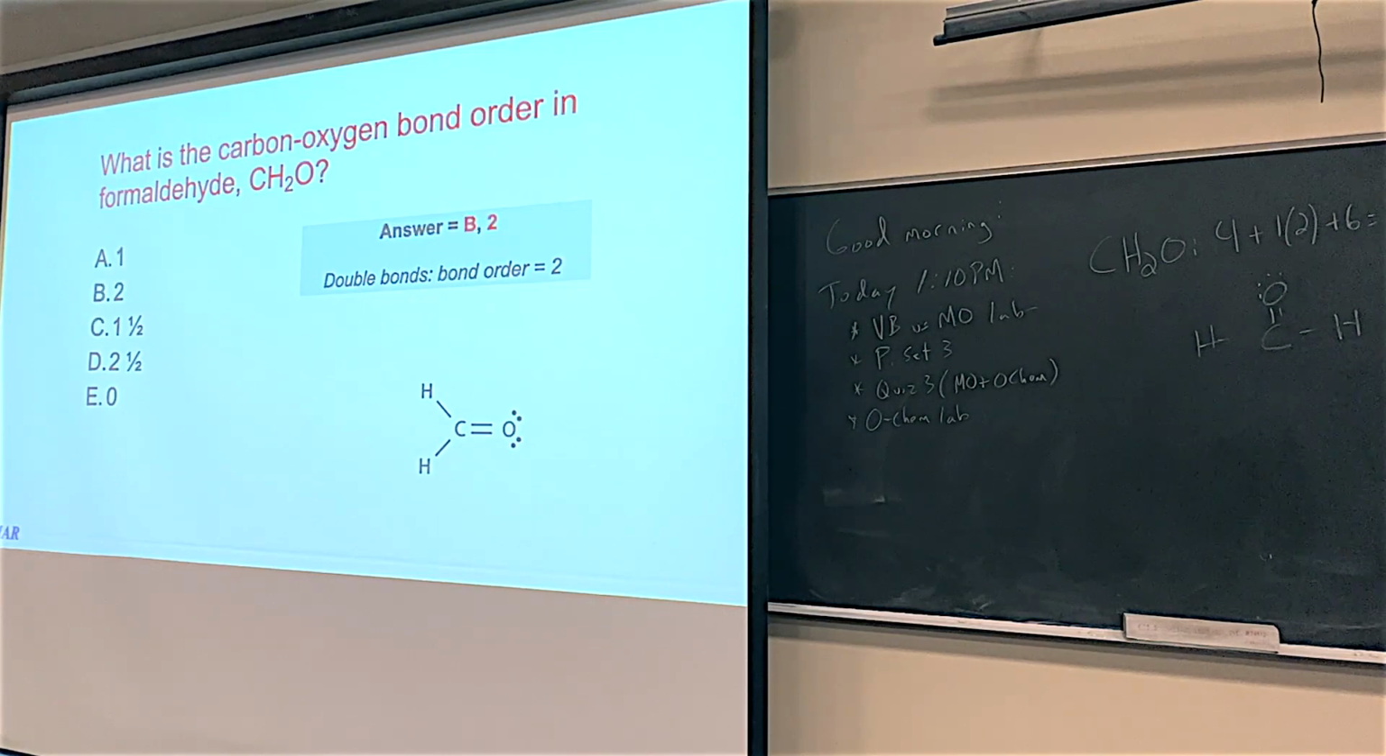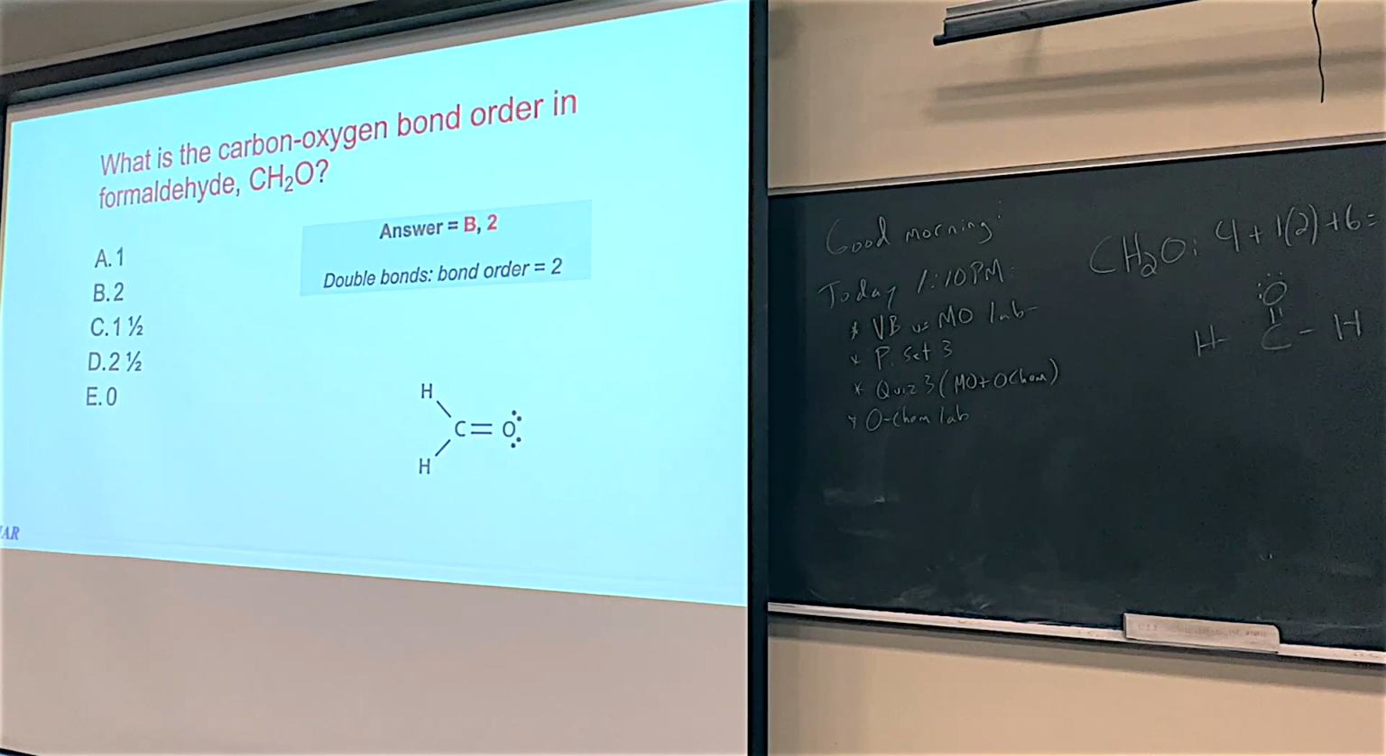Aldehydes and ketones will always have carbon-oxygen bond orders of 2. Alcohols and ethers will have bond orders of 1. They've got oxygen with 2 bonds and 2 lone pairs and stuff like that. But on the other hand, you're always welcome to just draw the Lewis structure.